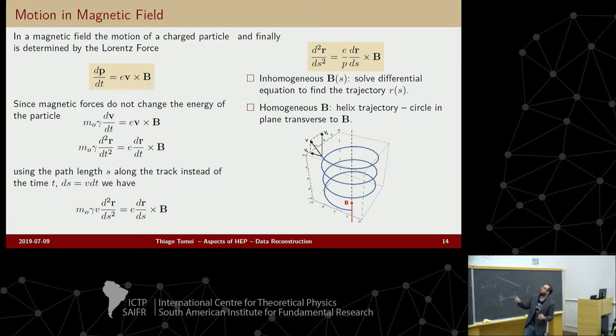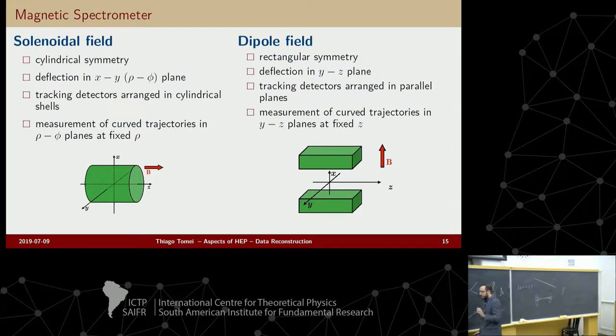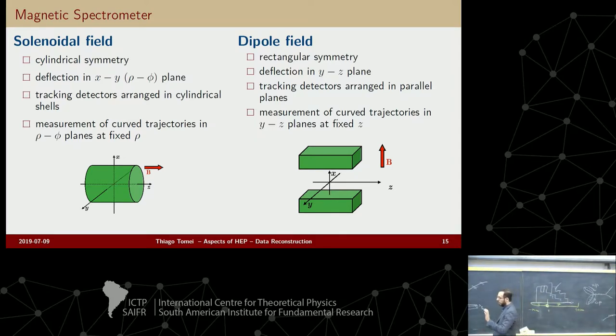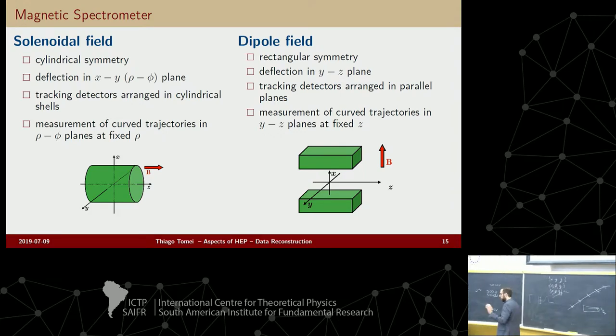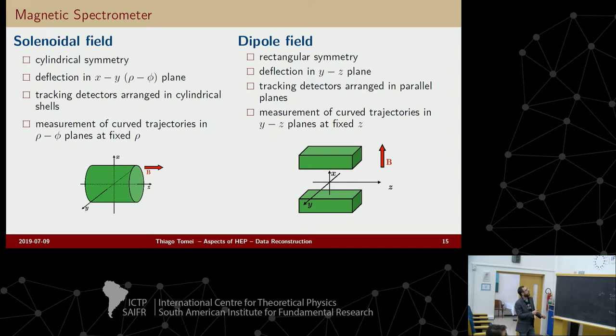But of course, you want good control over the magnetic field, because even if you want to solve it numerically, you would prefer to have things under control and stable. In general, besides ATLAS, experiments usually use either solenoidal fields or dipole fields. What's the difference? If you have cylindrical symmetry in your problem, like we have at the LHC, then you want to use a solenoid that respects the symmetry. So a particle will have a deflection only in the XY plane, or the whole phi plane, if you want. Then you arrange your detectors in cylindrical shells.